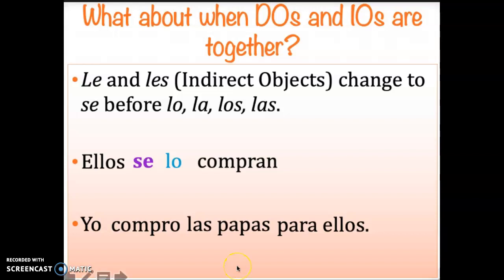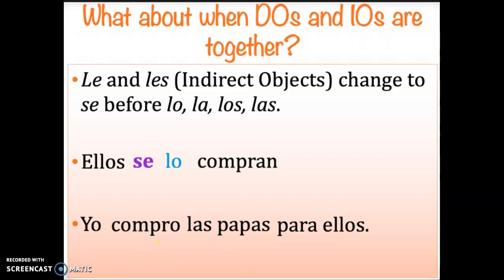The reason why this change happens is because if we have le in front of lo, the sentence will read ellos le lo compran. It kind of clashes. This is why we need to change the L into an S and make it se. Ellos se lo compran. It keeps the pronunciation flowing.